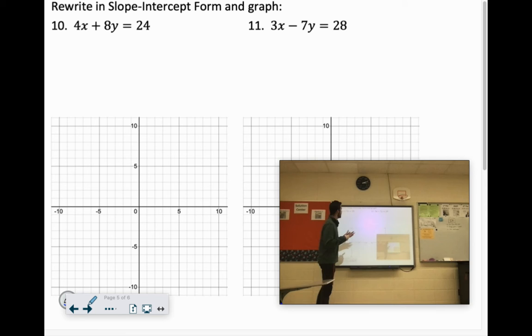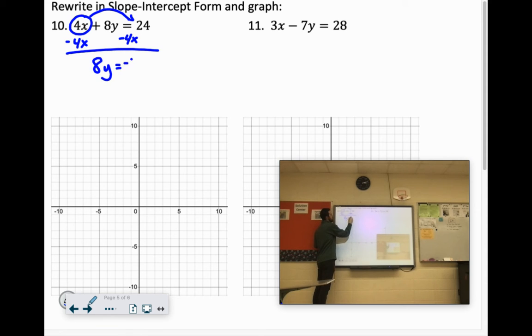Remember when we were transforming those formulas, I said we were going to do this quite a bit. So to get y by itself, you get rid of the stuff on the same side as the y by doing the inverse operation. If I need to move 4x to the other side, I need to do the opposite of 4x to both sides. That would be negative 4x. So we're going to subtract 4x on both sides, which would leave us with 8y equals negative 4x plus 24.